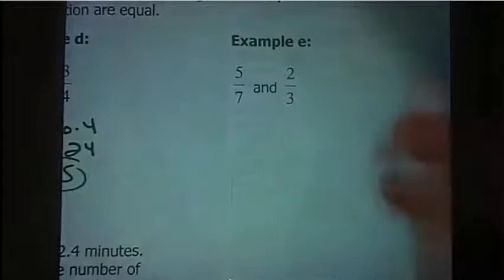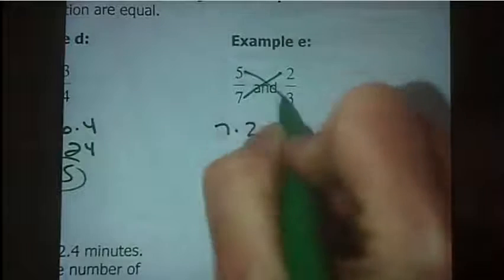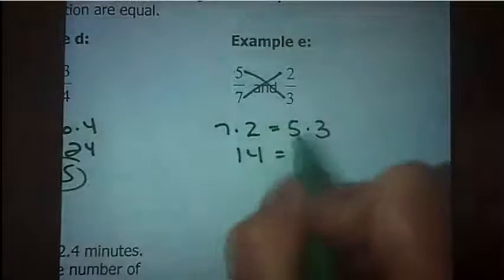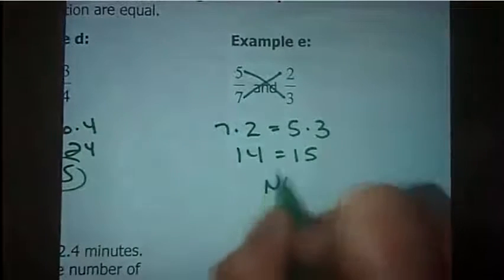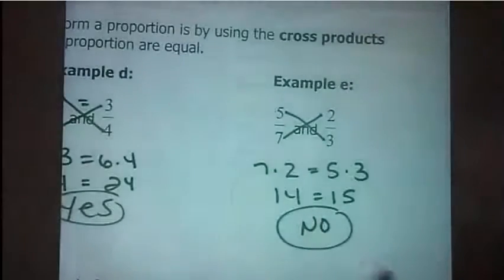5/7 and 2/3. Cross products, 7 times 2 needs to equal 5 times 3. 7 times 2 is 14. 5 times 3 is 15. This is not proportional. So this is one of Dora's favorite examples because she is not proportional. Look at that giant Dora head. Gotta love her. Bringing back the memories.